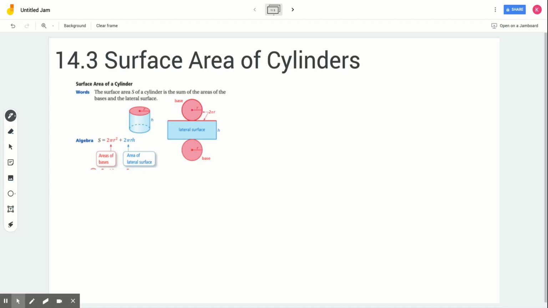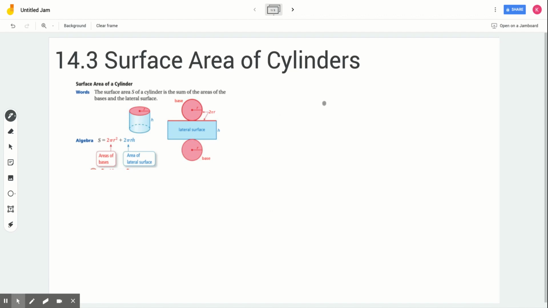Today we're going to be talking about lesson 14.3 on the surface area of cylinders. So when we think about a cylinder, we can think about a can of vegetables or a can of soup. It kind of helps us picture what a cylinder is. A cylinder is made up of two circles, one on the top and one on the bottom, and one rectangular lateral face. If we cut one straight line down the label of the can and stretch it out, it's going to make a rectangle.